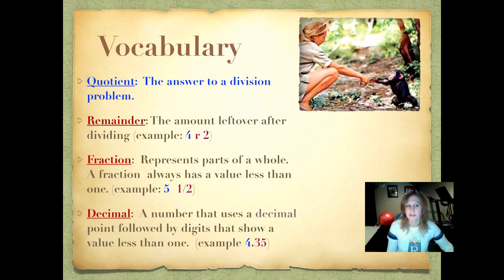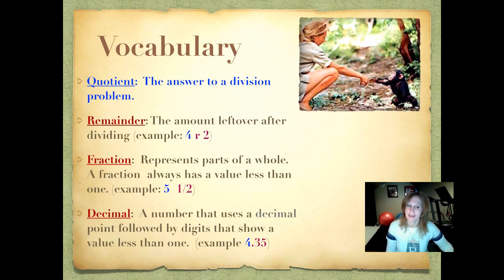Our vocabulary tonight is similar to vocabulary that we've had in the past. So we're talking about a quotient. That's the answer to a division problem. The remainder, no matter how we display it, how we present it, is always the amount that is left over after we're done dividing. So, for example, in the regular remainder style, we write R2, remainder 2. The quotients are represented in blue in all of these vocabulary terms.